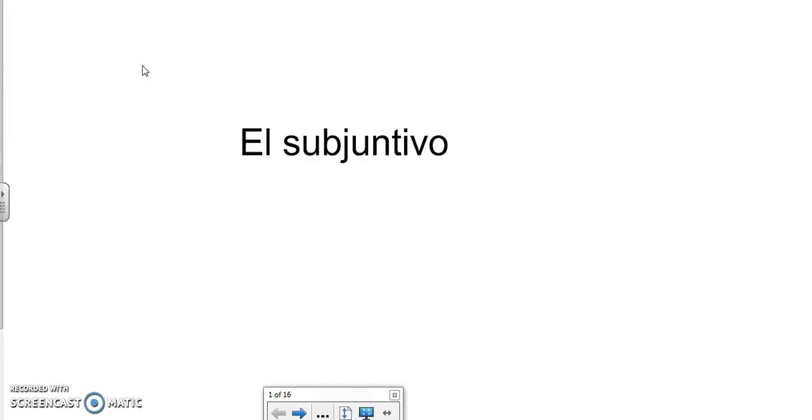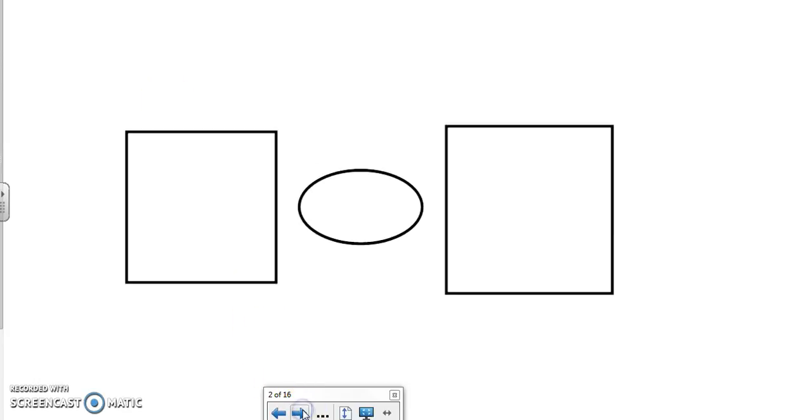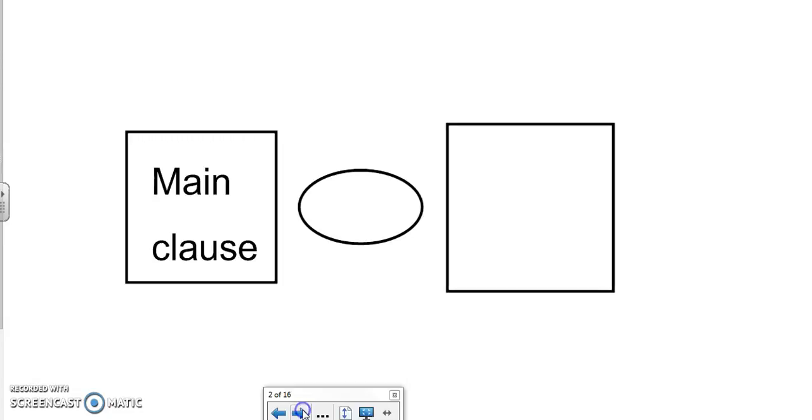El subjuntivo. So the subjunctive tense is a tense that we haven't seen yet before in Spanish, or you may have seen it and not even realize that you have. But this is the first time we'll be looking at it explicitly. And usually we see it in a compound sentence that has three parts.